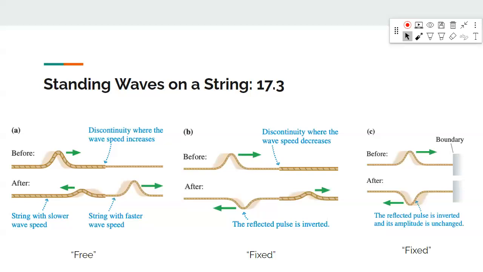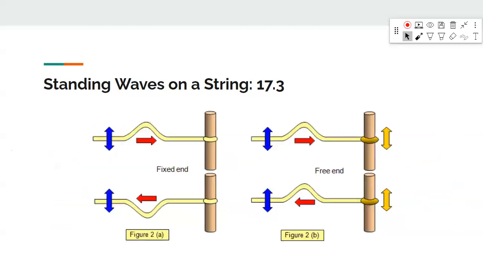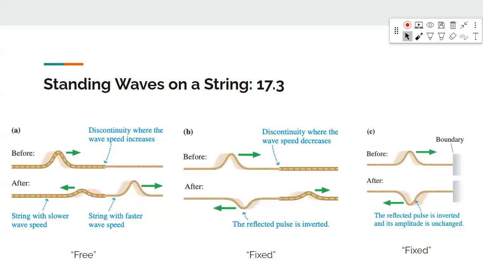And so just like I was saying, when we have a wave traveling from one material to another material, the experience is similar to one of these boundary condition situations. So you can see for a fixed boundary, we get a reflection that's reversed. And for a free boundary, we get a reflection that looks the same as what came in.